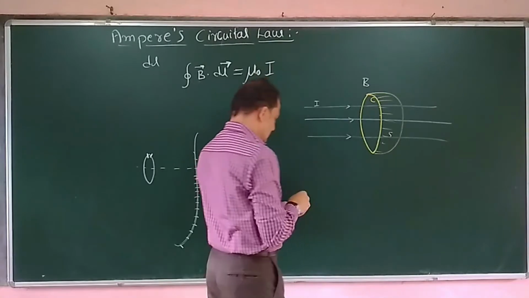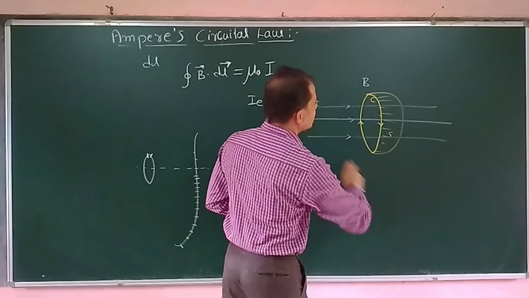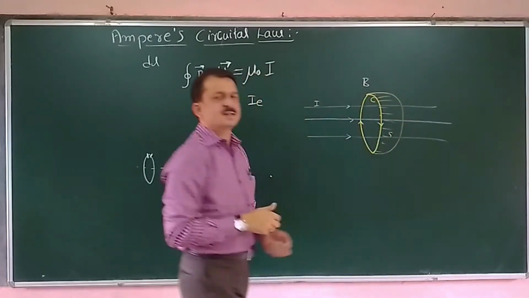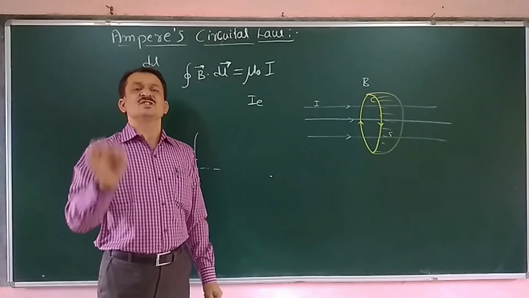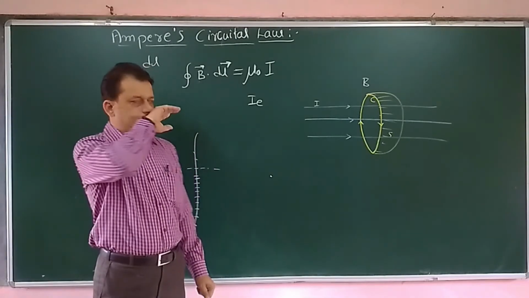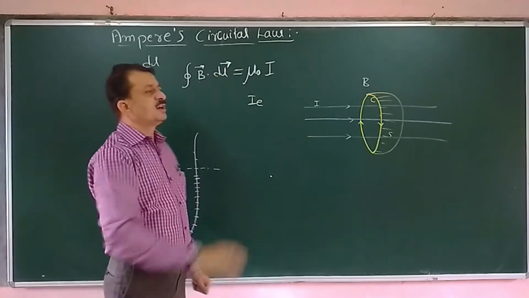That is, the magnetic field is along this curved path. It is like this, and the current is along this direction. So the magnetic field is always tangential. The direction is always tangential to that current element.